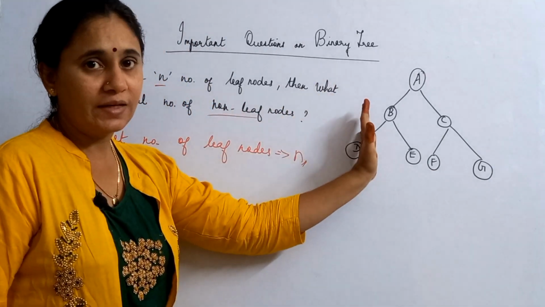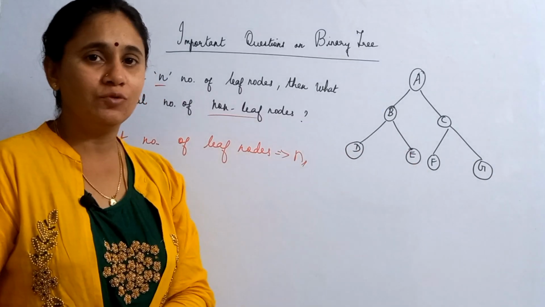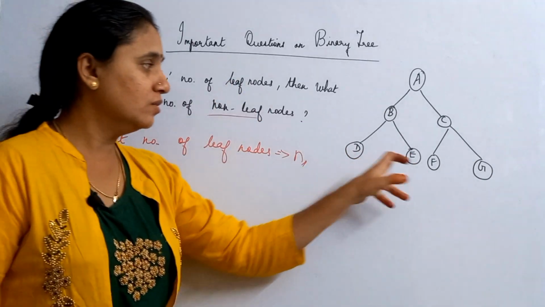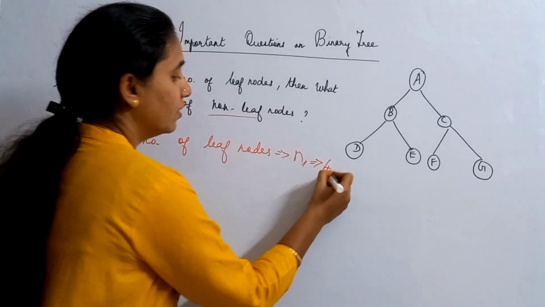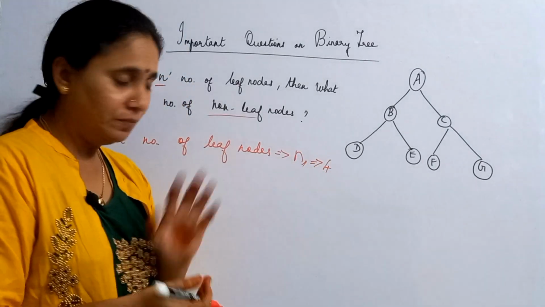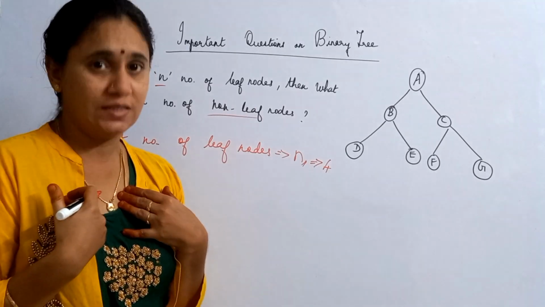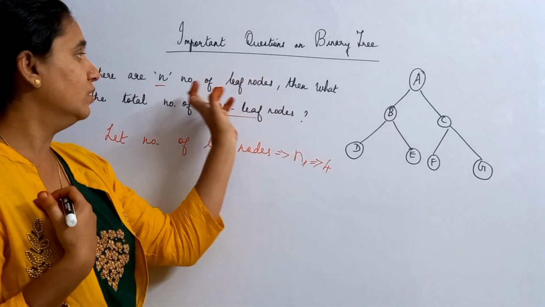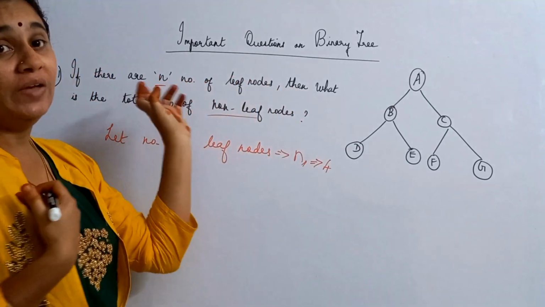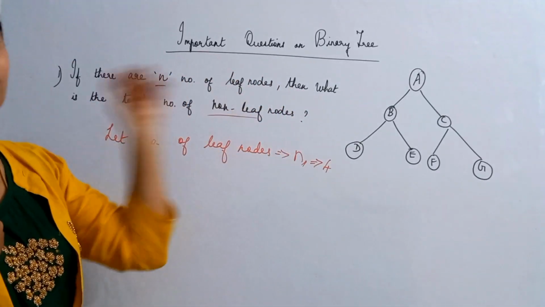According to this diagram, what is the total number of leaf nodes? 1, 2, 3, 4, because these are all the leaf nodes. So will the n value be 4 according to my assumption? Yes. So the n value is 4. Now I have got the value for the assumed variable.